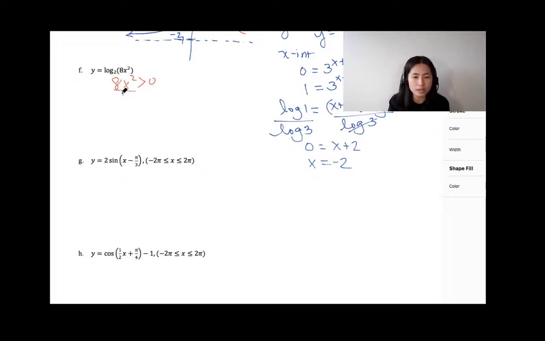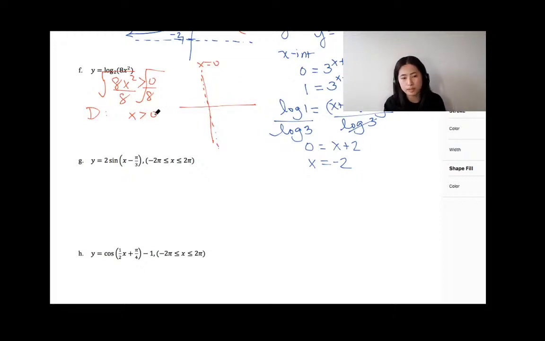So when you divide both sides by 8 and take the square root afterwards, you're going to see that x needs to be greater than 0, and therefore your domain is x greater than 0, right? So as a result, we're going to have x equal to 0, which is our vertical asymptote. And then we have to figure out our x and y intercepts from there.